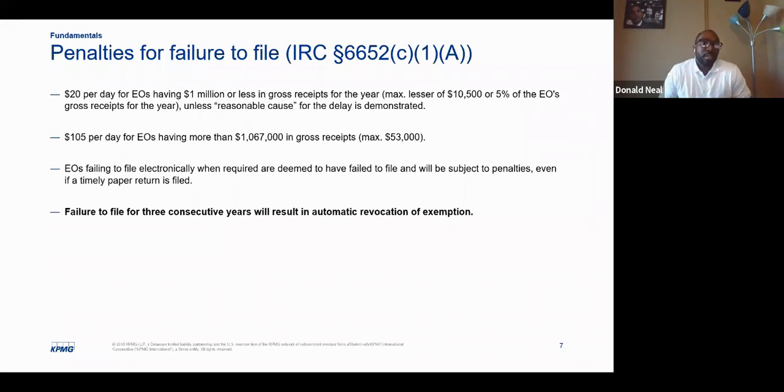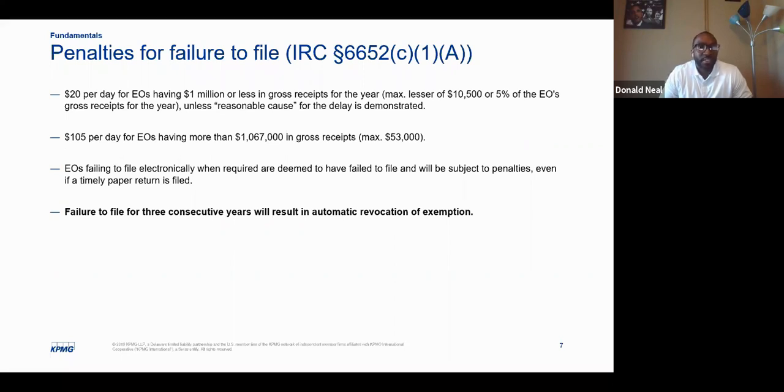What are the penalties? Penalties are $20 per day for an exempt organization having $1 million or less in gross receipts for the tax year. The max is the lesser of $10,500 or 5% of the exempt organization's gross receipts for the year, unless reasonable cause for the delay is demonstrated. $105 per day for an exempt organization having more than $1,067,000 in gross receipts. Max is $53,000.